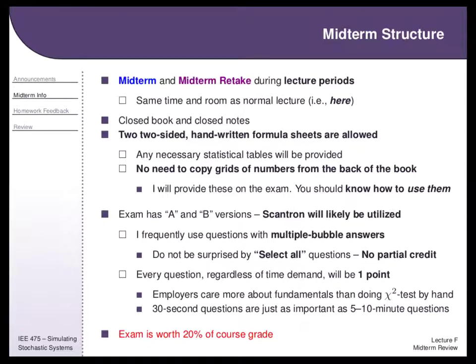And then the exam is worth 20% of your course grade, and you're going to take the highest of these two. If you don't want to come to one, that's fine. Just get a 0 for it, and then your grade will be the other one. Any questions about the format or anything?